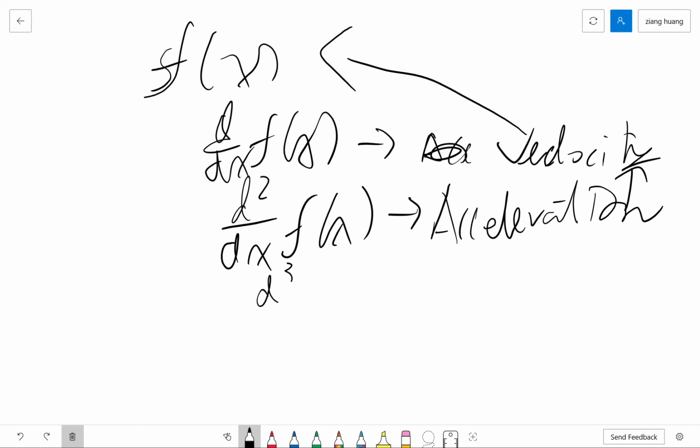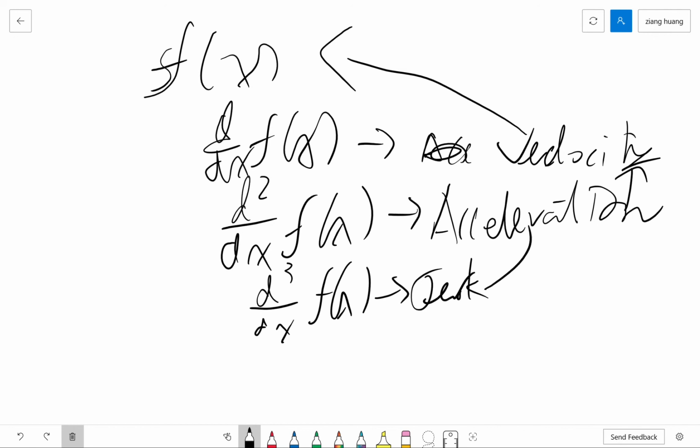The third order derivative of f(x) is jerk. Yes, jerk. I'm not kidding. I have no idea why they named it that. The rate at which acceleration changes. The fourth order derivative is named snap. The fifth order derivative is named crackle, and the sixth order derivative is named pop. Yes, like the cereal brand. I have no idea why they named it that, but I'm digressing.